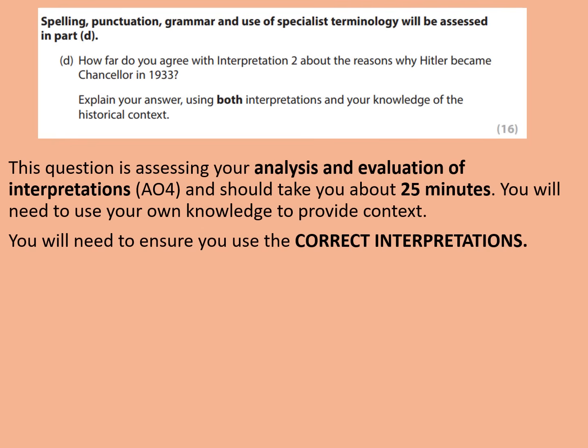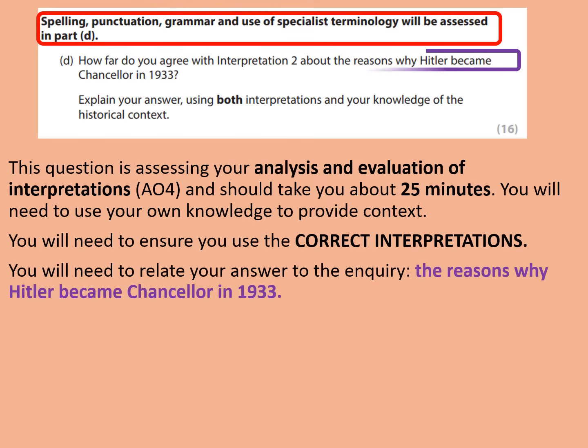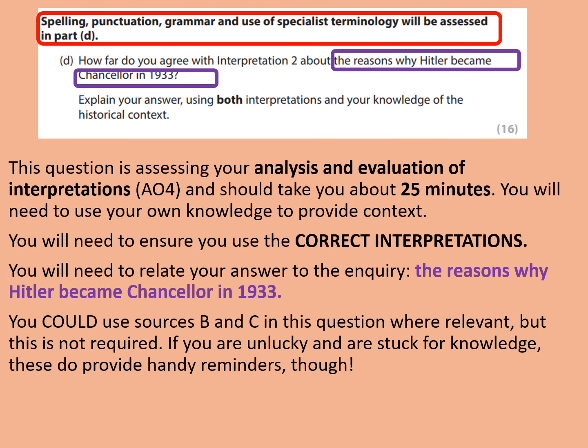You will need to ensure that you use the correct interpretations. You'll also be judged upon your spelling, punctuation and grammar and use of specialist terminology, which will be worth 4 additional marks. You'll need to relate your answer to the inquiry, which here is the reasons why Hitler became Chancellor in 1933, and that's been a running theme throughout all the questions in this section. You could use sources B and C in this question where relevant, but this is not required. If you are stuck for knowledge, these do provide some handy reminders though, but I'm sure you won't find yourself in that situation if you've been watching this series.